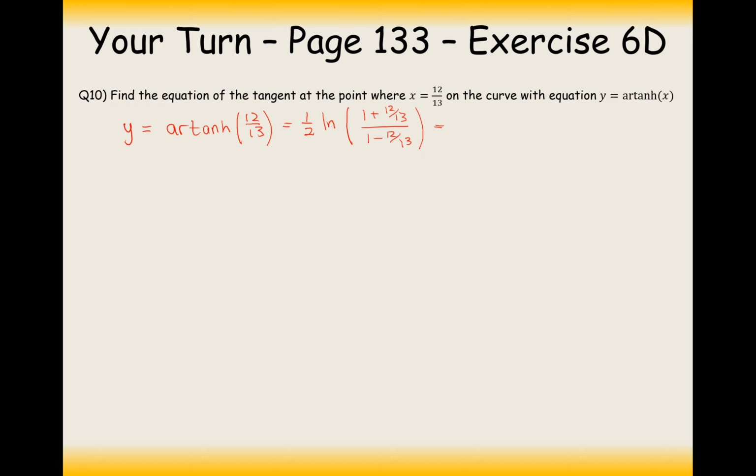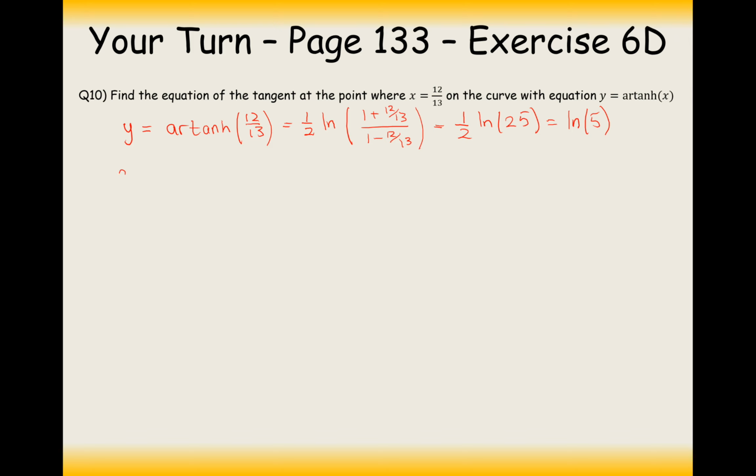So let's do that on the calculator then. In fractions, 1 plus 12 over 13 on the top, and then on the bottom 1 minus 12 over 13. That's going to give us 25. So it's going to be a half ln 25. And I could actually simplify this further. If I bring the half into the bracket, that will square root it. So that'll make it ln 5.